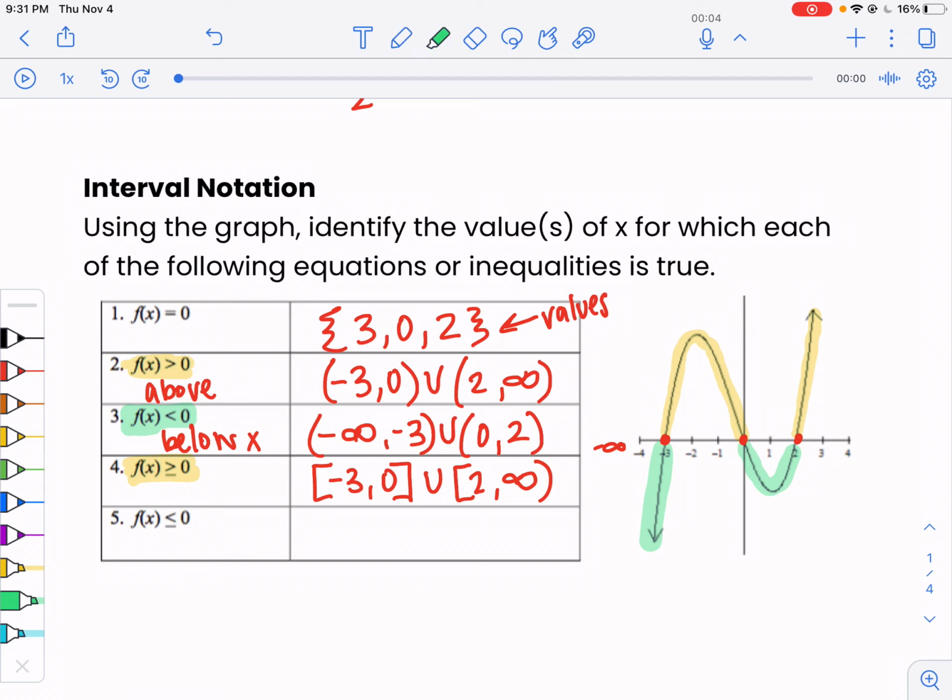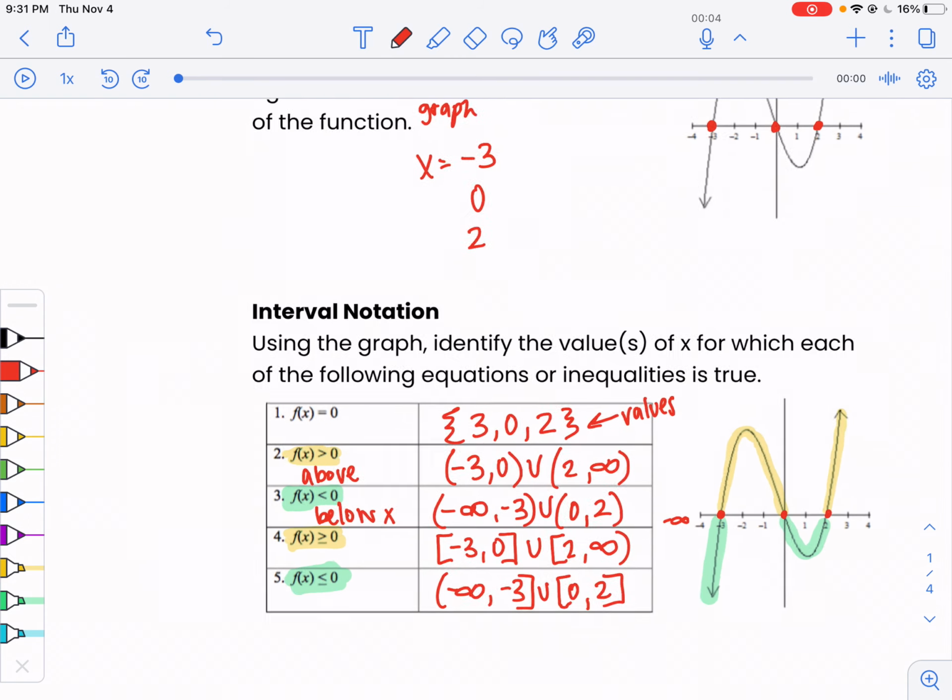It's the same thing for less than or equal to, except we're going to use those brackets. Negative infinity, infinity always has parentheses, then -3 in a bracket, 0, 2. Just like that. So these are the intervals where these things are true. We use parentheses when it's not equal to, and brackets when it is equal to.